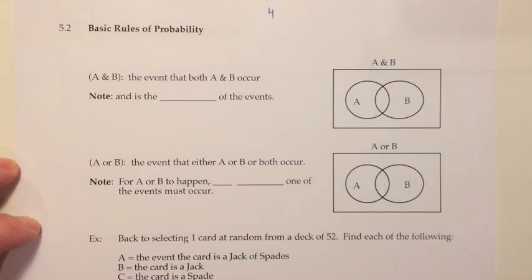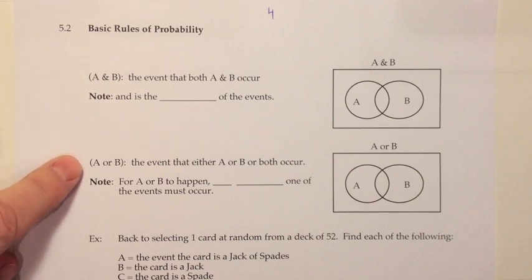Section 5.2, Basic Rules of Probability. In Section 5.1, we looked at the very basics of probability, just doing an F over N type of probability: how many ways can the event occur divided by how many things are possible. In this section, we're going to start looking at some new definitions that can combine events, and we're going to start out by looking at the AND event and the OR event.